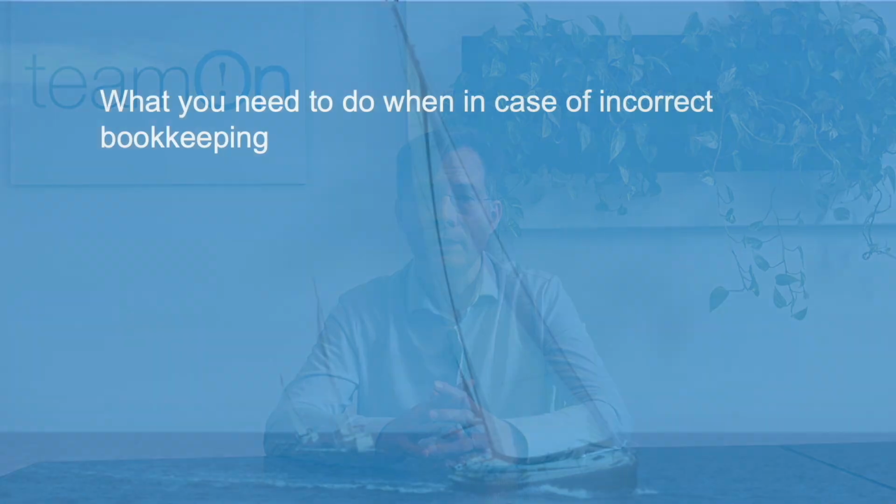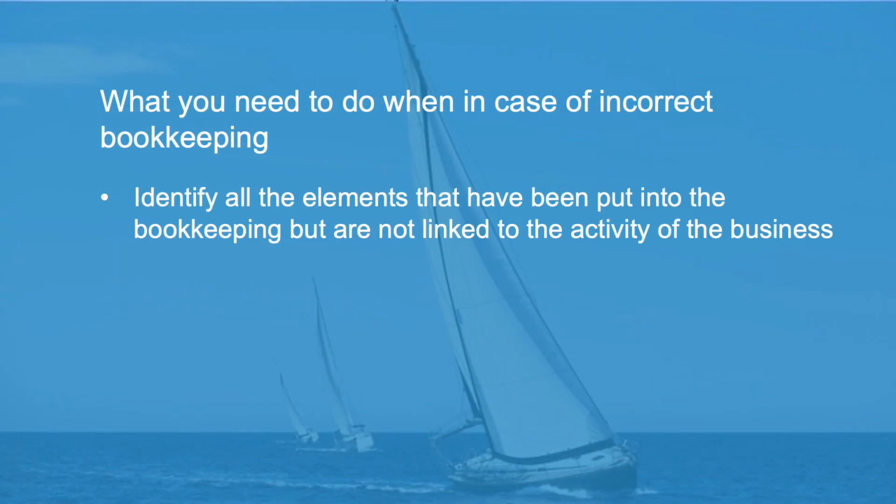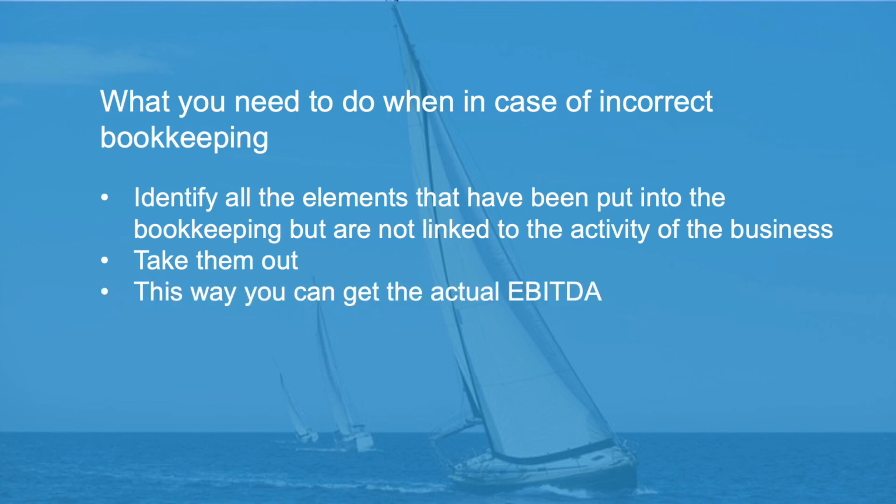So what you need to do in such a case is identify all of the elements that have been put into the bookkeeping that are not linked to the actual activity of the business and take them out. And this way, you can get to the actual EBITDA again.